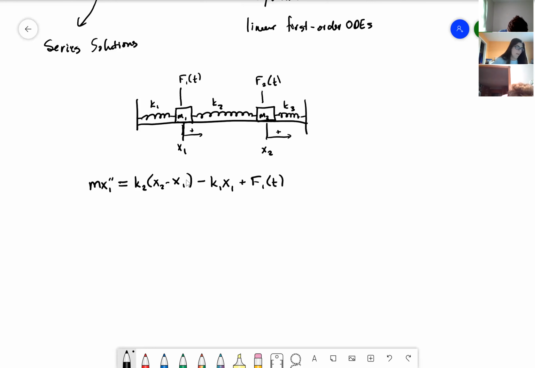And we have a similar situation for x2. So we have force K3 times x2 for this spring right here. We have the middle spring applying a force on the other side. So it'll apply it in the opposite direction. It'll apply it in the negative direction. And then we have the external force F2.